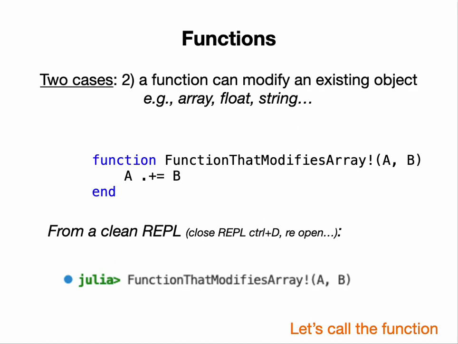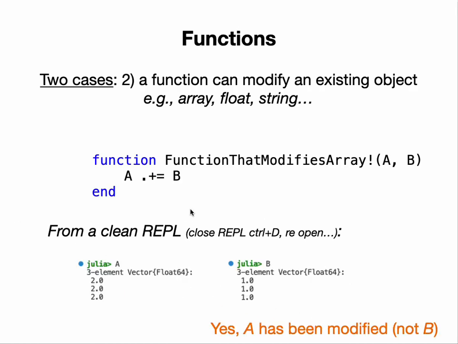So we call the function, and you can check what happens after calling the function. If you type A, enter, you will see the values of A. They are now set to 2, and the values of B, of course, have not been modified. So the call to that function has been modifying the array A that was passed as an input argument.